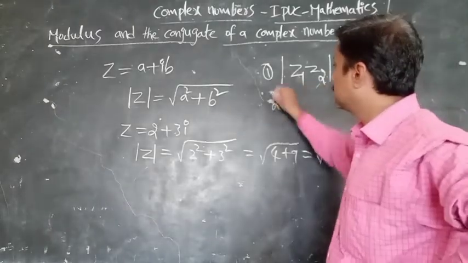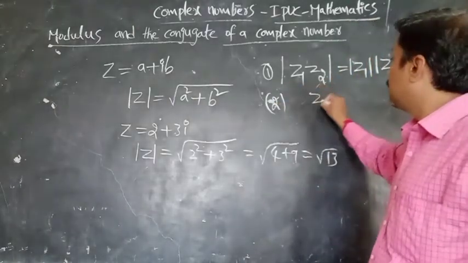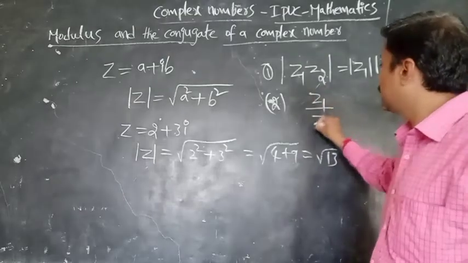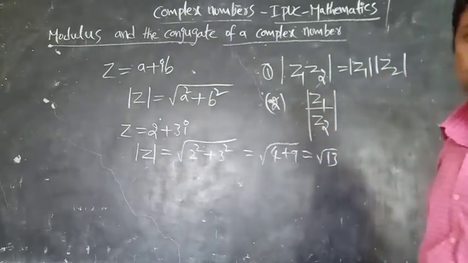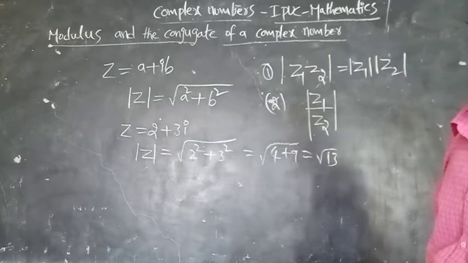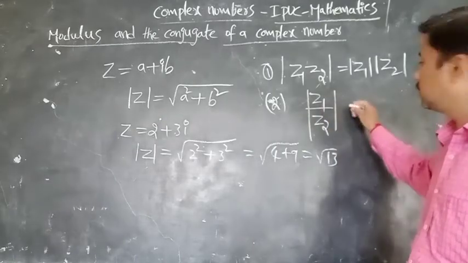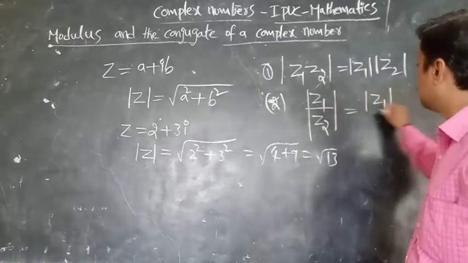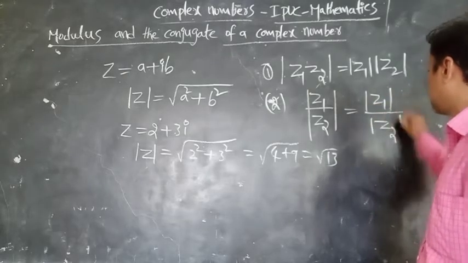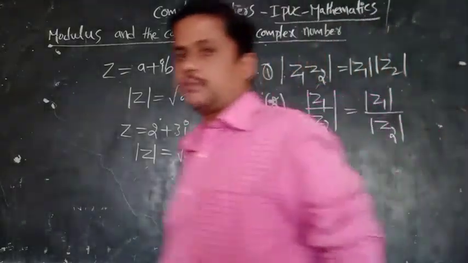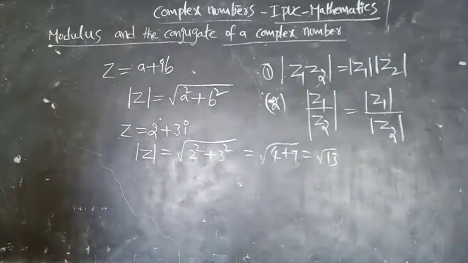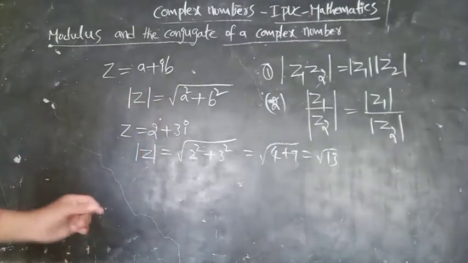And the second one, what is the second one? Modulus of Z1 divided by Z2 is equal to modulus of Z1 divided by modulus of Z2. So like that we have to simplify.